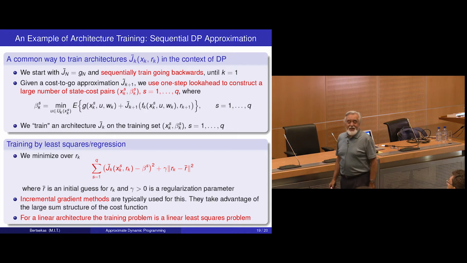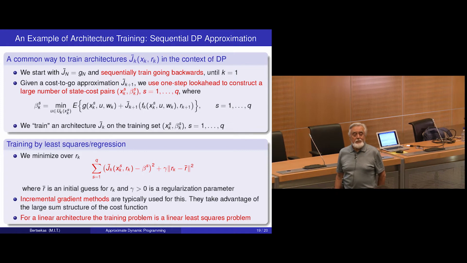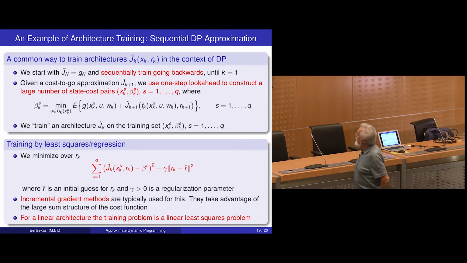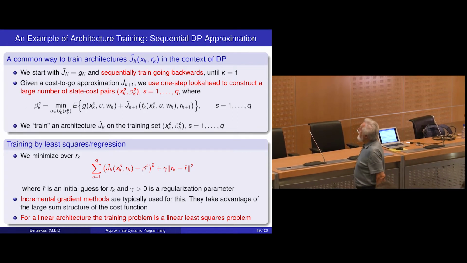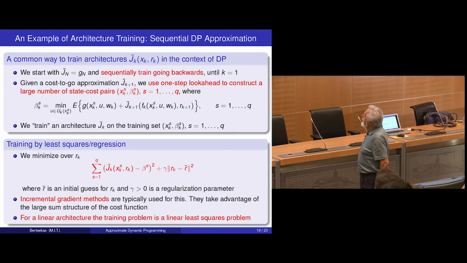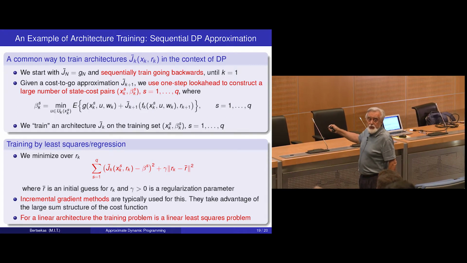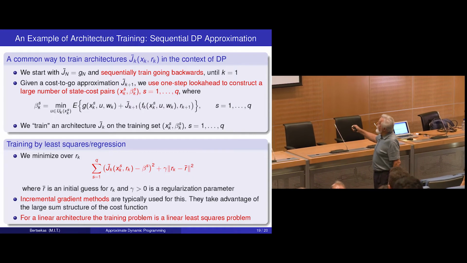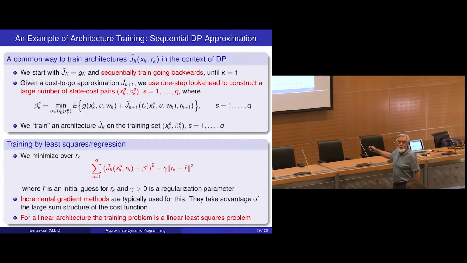Can I ask a question? In the previous slide, why does R not depend on u? Are you approximating j k plus 1 evaluated at f of k, or j k plus 1 evaluated at x k plus 1? No, j k plus 1 is a function of two things: the next state, this f k, that's the x k plus 1, and the parameter that we know already from the previous regression.